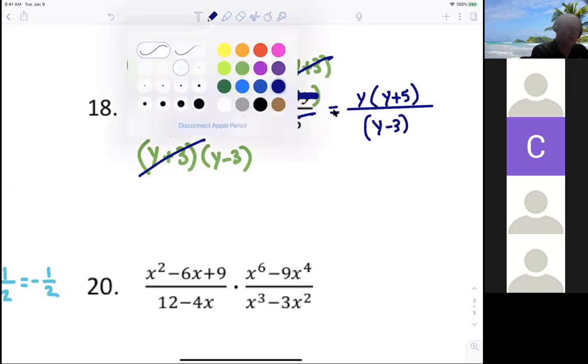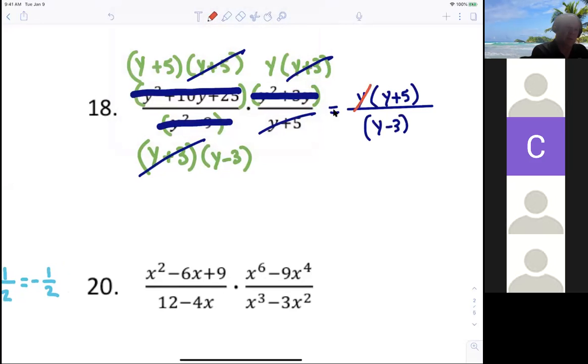Now one of the biggest mistakes kids make is they think they can cancel this y with this y. You cannot cancel those. The reason you cannot is because this y and this 3 are bound together with subtraction. You cannot cross out things bound by addition and subtraction. The reason we can cross the y plus 3 out up here and the y plus 3 out down here is because these two things are attached with multiplication. Hopefully I made myself clear on that. Does anybody have any questions so far?